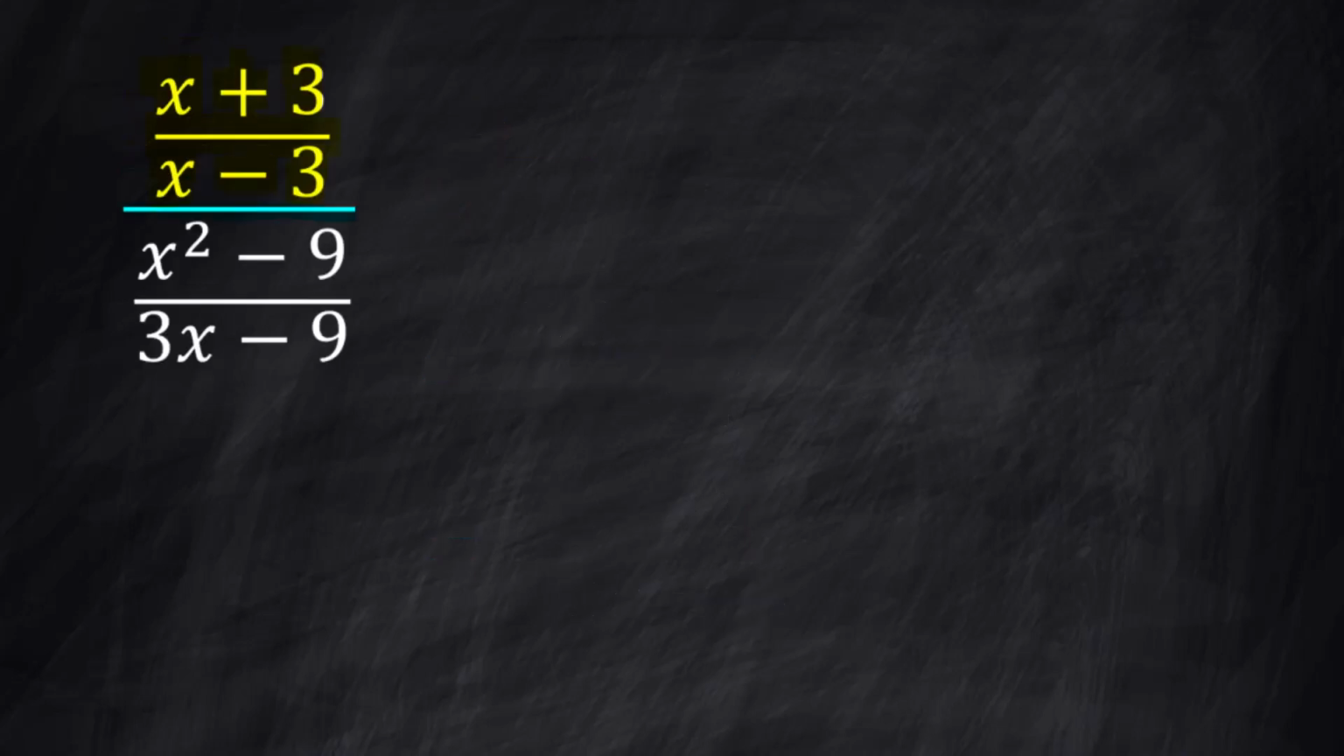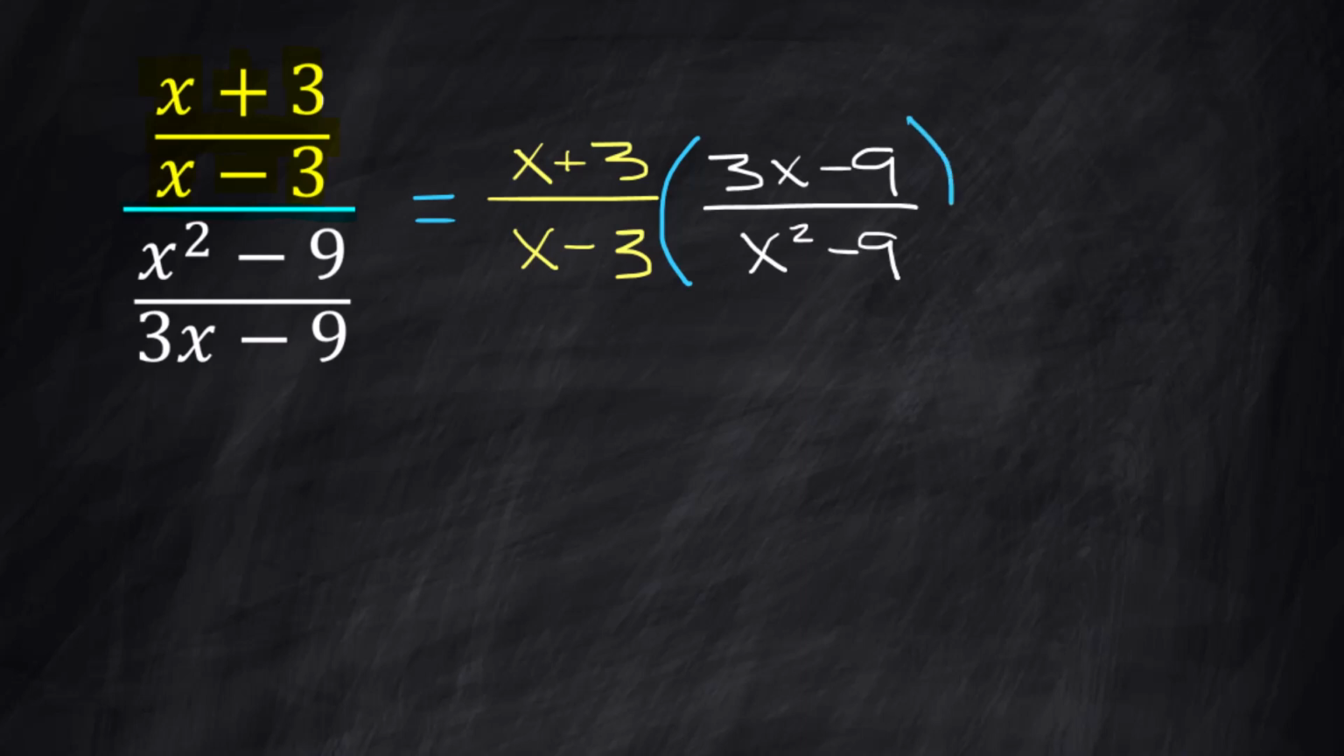We do have a fraction over a fraction with this one as well, but there's going to be more to it once we get into it. Let's start by rewriting it as a multiplication problem with the denominator flipped over. X plus 3 over x minus 3 times 3x minus 9 over x squared minus 9. There's some factoring that needs to be done here, so I'm just going to go ahead and do that right now rather than trying to multiply everything out. Multiplying these things would make this problem a lot messier. It's better to factor and do some canceling first.